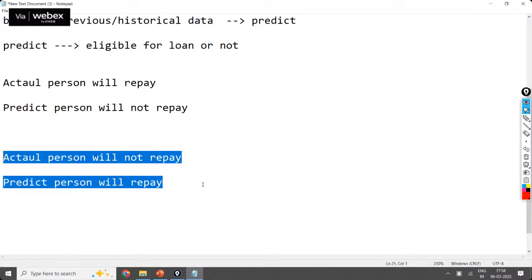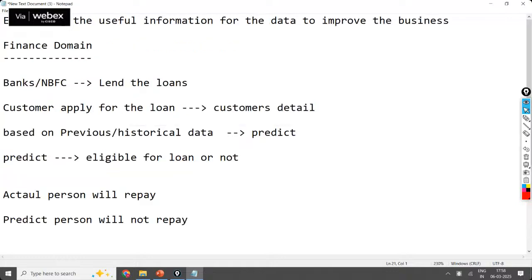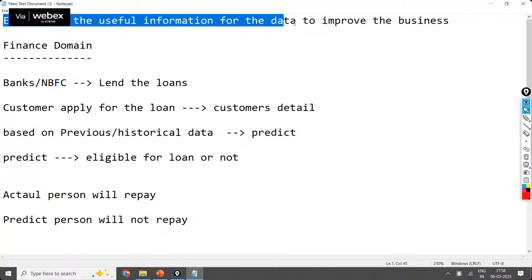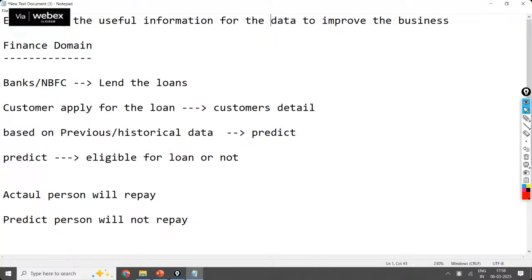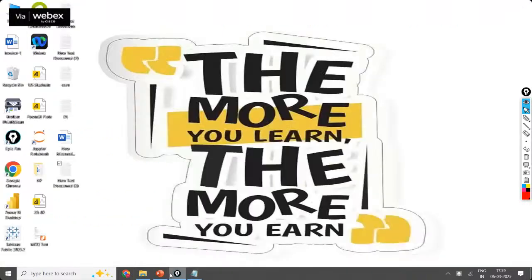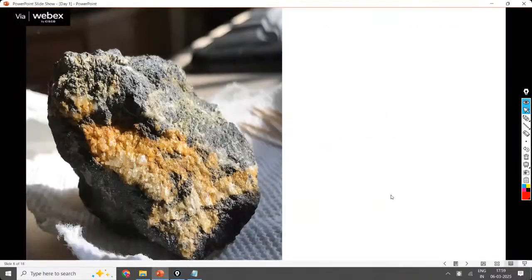Is the point clear, everyone? Here we are working with large data, not small data. By observing just 1 or 2 records, or predicting based on 1 or 2 customers, we can do it manually; there is no need for anything else. So extracting the useful information from the past data, and from that, how to improve our business, that is the work of a data scientist. Right now, in simple words, does anyone know what this is?